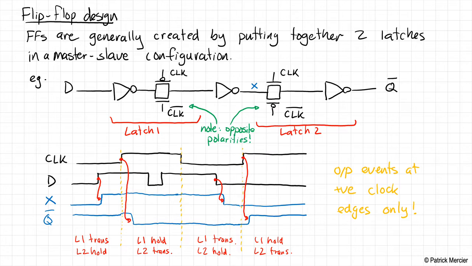So latch 1 is kind of acting as the gatekeeper to latch 2 after clock goes high, but then once clock goes low, latch 1 allows the data to get through to latch 2, but latch 2 won't latch in that data, for lack of a better word, until the clock goes high. So in this manner, we're able to get this master-slave configuration that allows output events to only happen on the positive edge of the clock. Now, in this example, we built a positive edge-triggered flip-flop. If you swapped the polarity of the clocks, you would build a negative edge-triggered flip-flop.